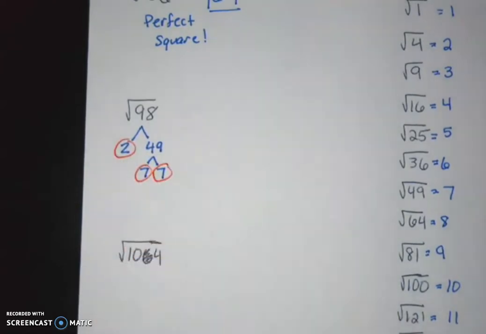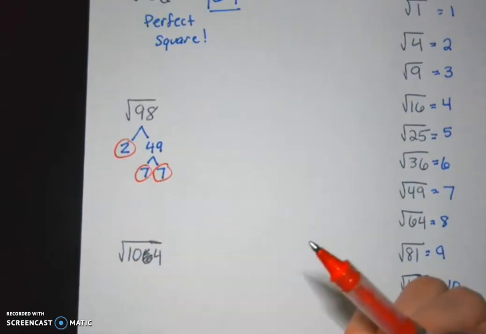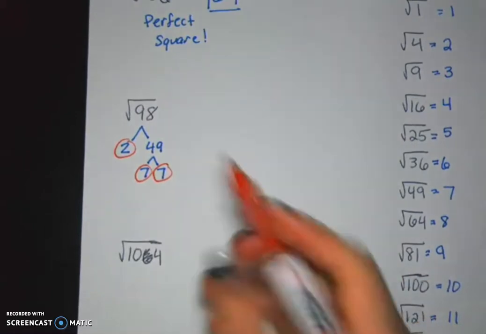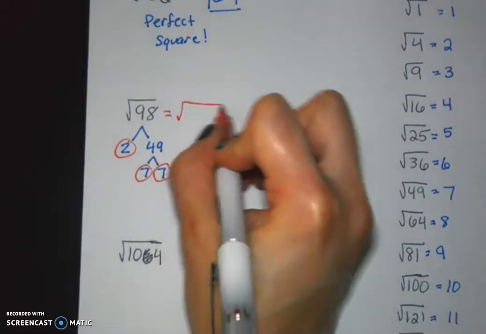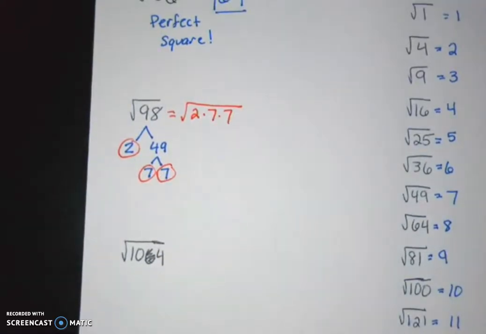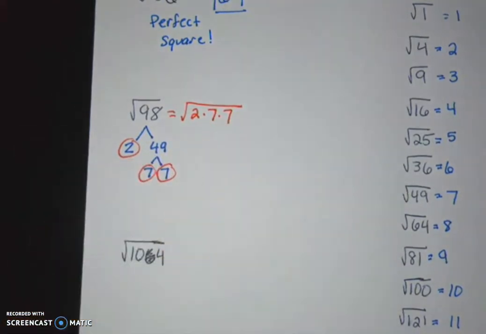When I'm making a factor tree, I circle every prime number because each branch should end in a prime number, and that's what's going to go as our prime factorization, so 2 times 7 times 7. You notice the 49 is not in that radical because it is not a prime number.